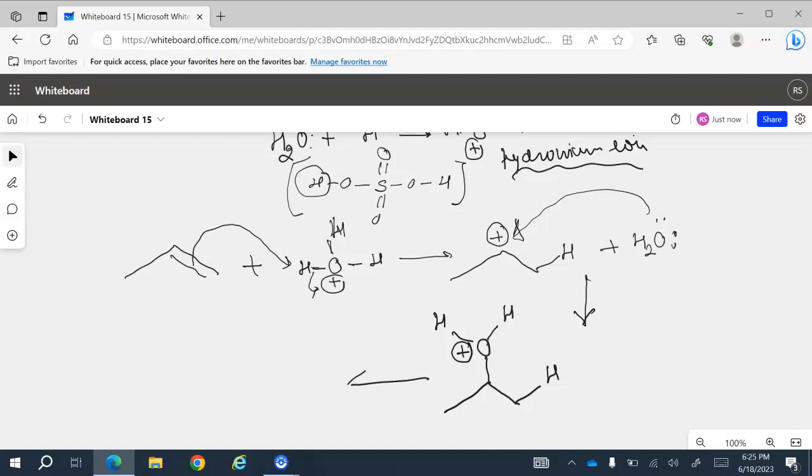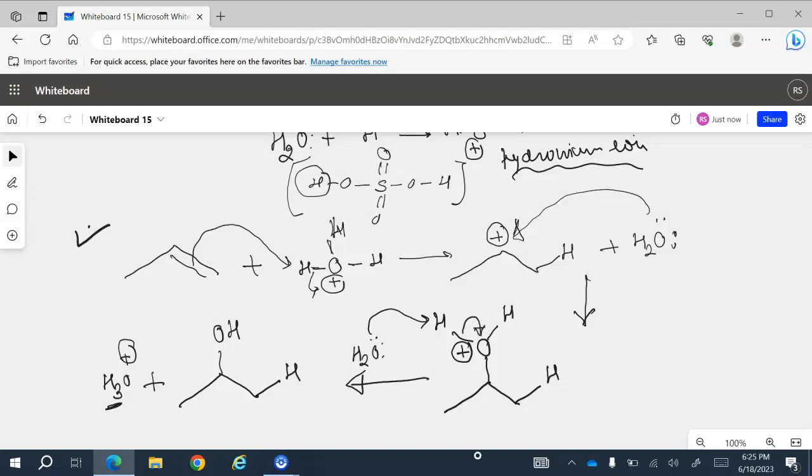Now the next step we can call the deprotonation step. You can use another water molecule or HSO4 minus, that is coming as a side product also, to grab the proton. Okay, this proton will be grabbed, and the positive charge on O will be neutralized. So in this way we add hydrogen on one carbon, now we have OH on the other carbon, and H3O plus is regenerated. So here acid is acting only as the catalyst.